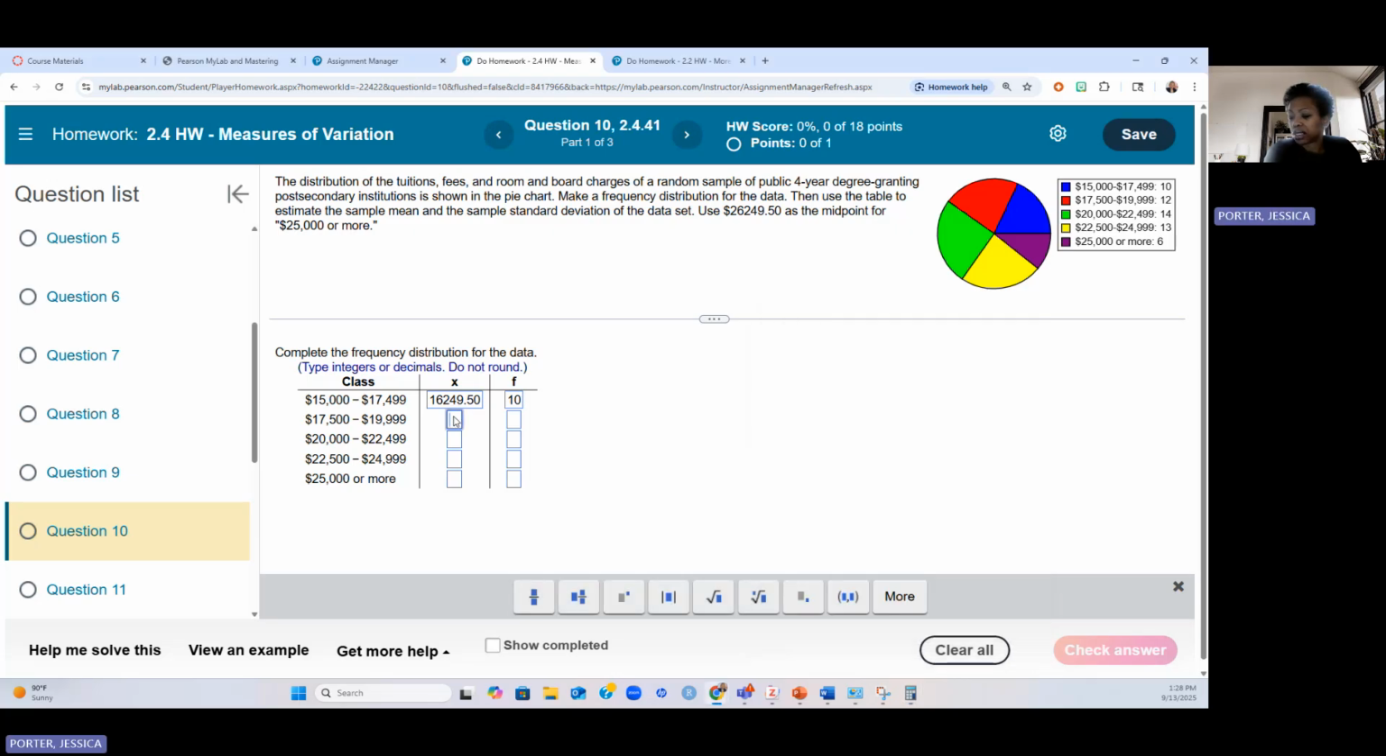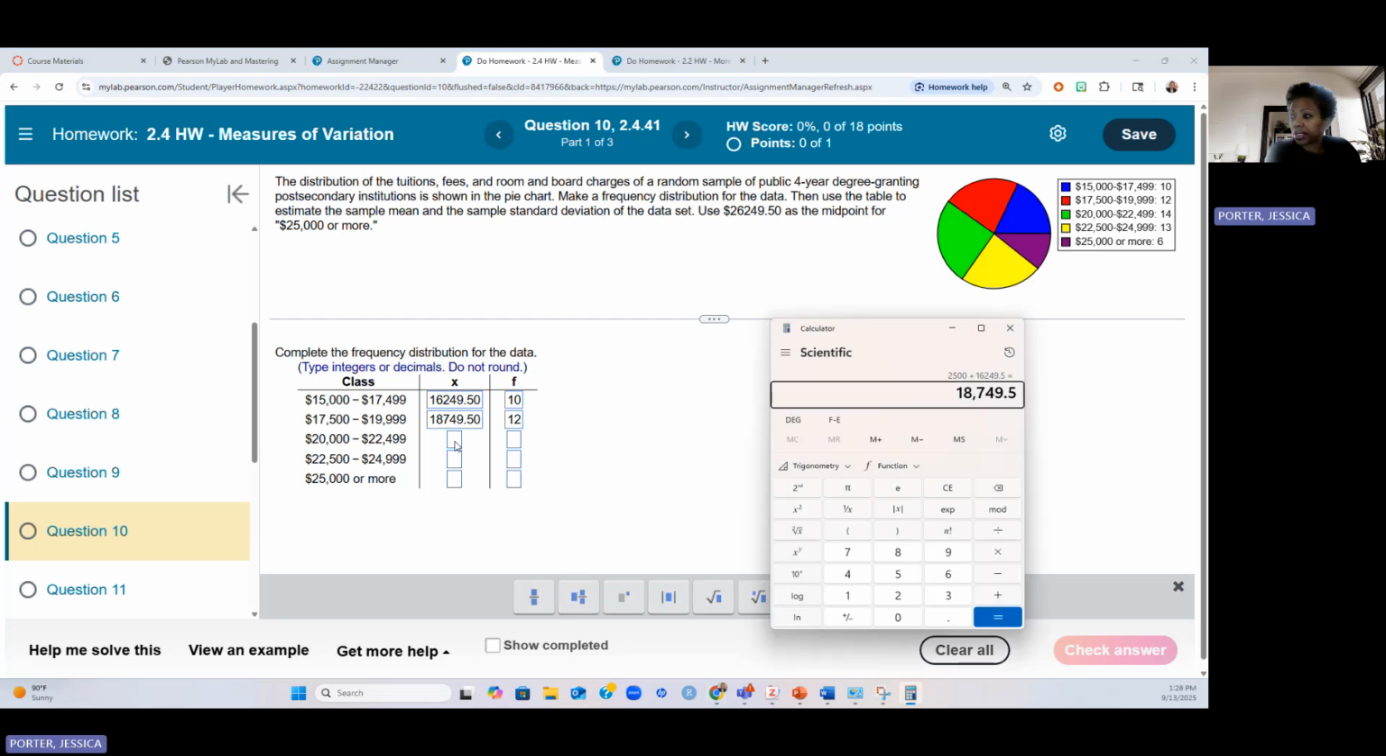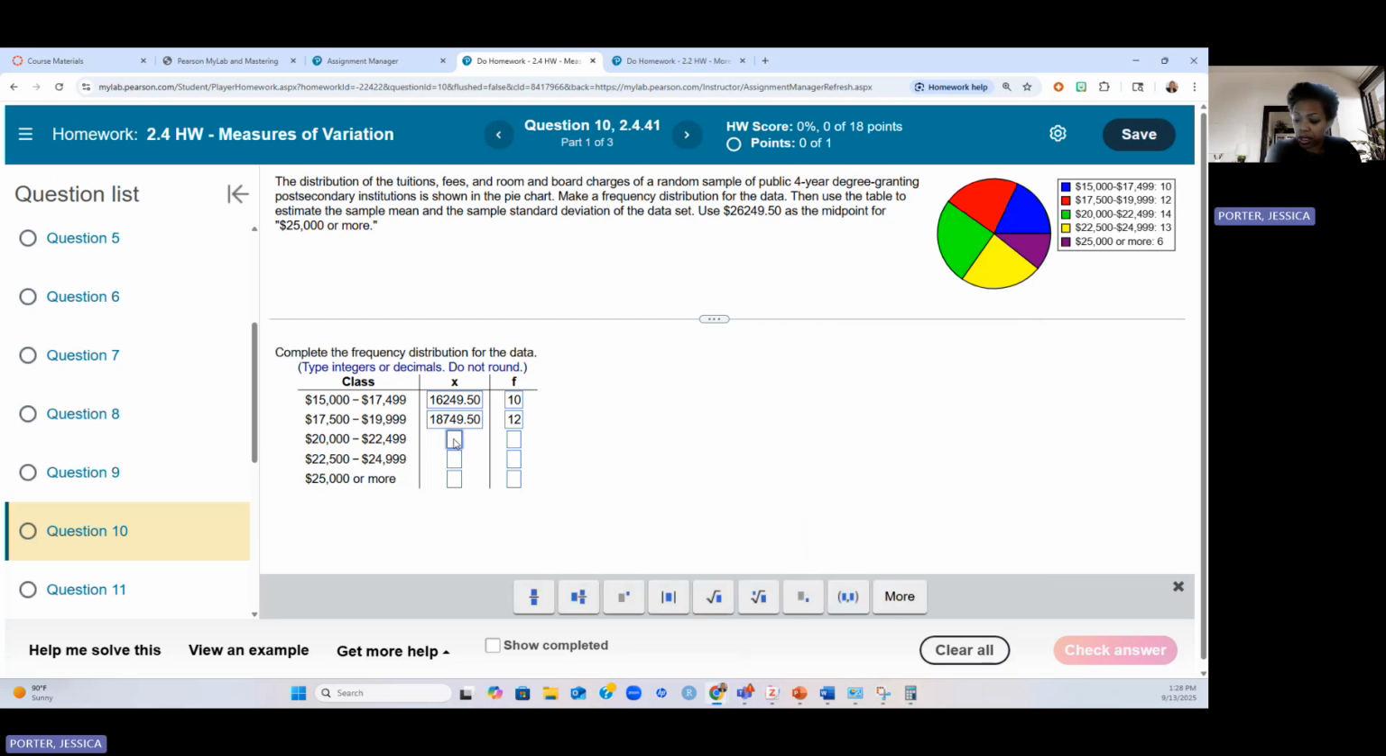So this gives me 18,749.50. And its frequency is 12. Then 20,000. That's going to give me 21,249.50. And that frequency is 14, and the frequencies are coming straight from the table. The next one is 23,749.50, and that frequency is 13.